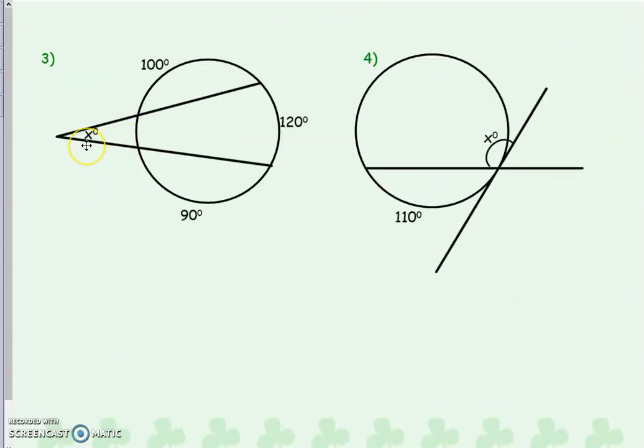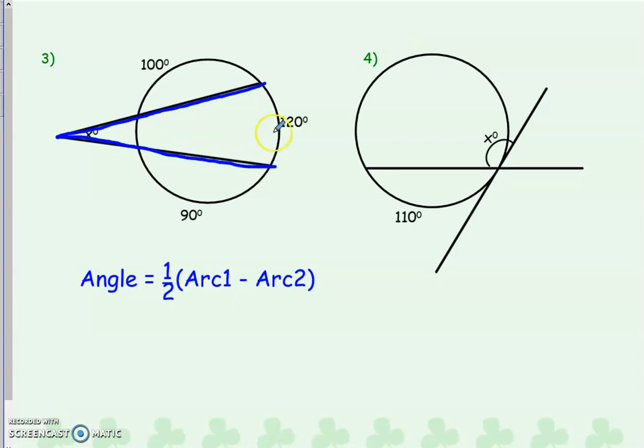Ooh, this is a good one. Where's the vertex? Well, the vertex is outside the circle. So there's the formula I want. I know it's going to be 1 half of arc 1 minus arc 2. So if I trace out the sides of this angle, here we go. There's one side. There's another side. When this angle takes a bite, it eats that arc, and it eats that arc.